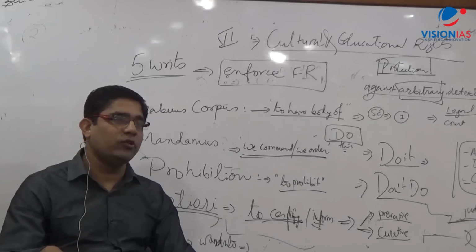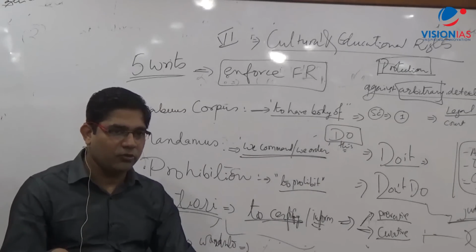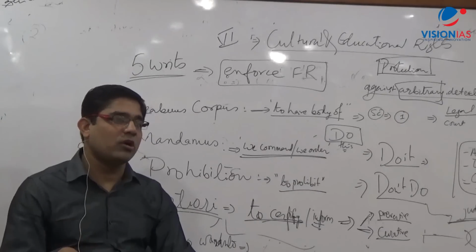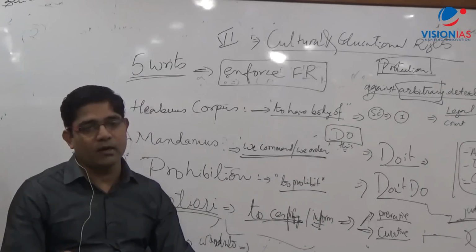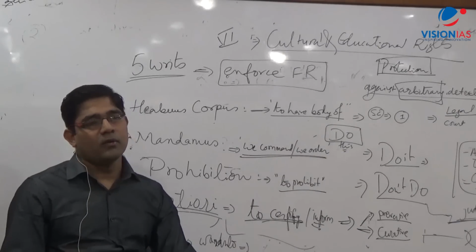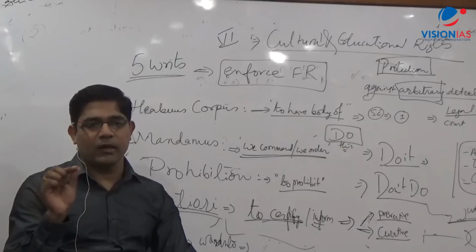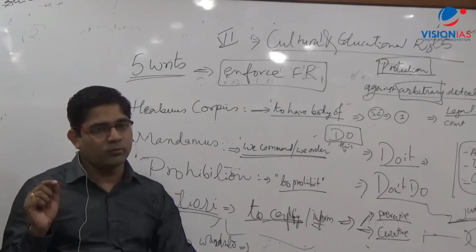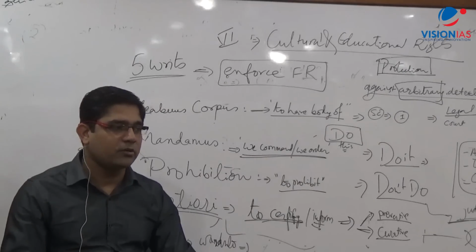Because 32 is a part of fundamental rights and writs can be issued under it, therefore Supreme Court is called the constitutional guarantor and defender of fundamental rights. See, the thing is that if this will be there, guarantor and defender of fundamental rights: High Court, Supreme Court, both, and none, what will be the answer?